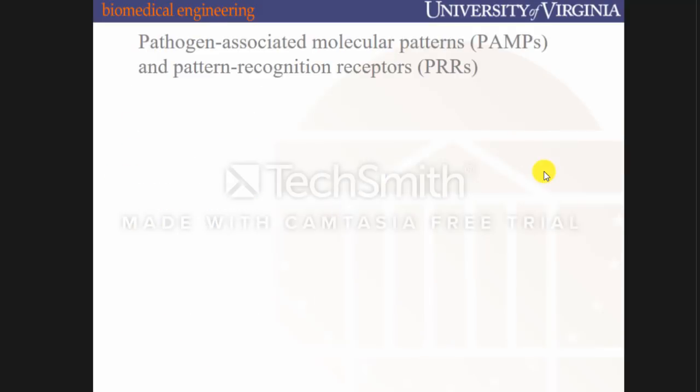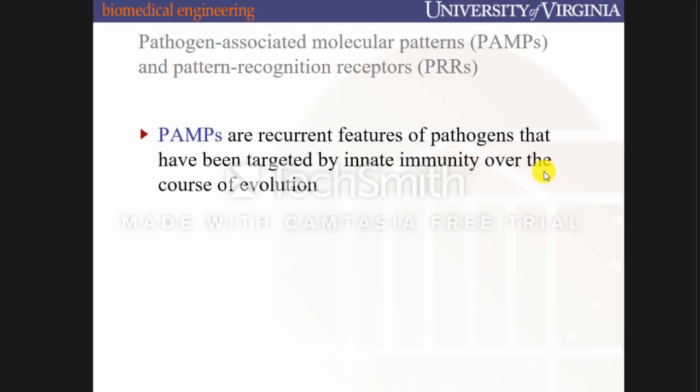Two critical pieces of innate immunity that we're going to try and focus on now are called pathogen-associated molecular patterns and pattern recognition receptors, and this is the key part of cell-mediated innate immunity. So first, pathogen-associated molecular patterns, or PAMPs, are the recurrent features on a pathogen that are recognized. They're called molecular patterns because they have this repetitive structure. Each receptor is fine-tuned to recognize a specific molecular pattern, and that feature of the pathogen that elicits that response is a PAMP.